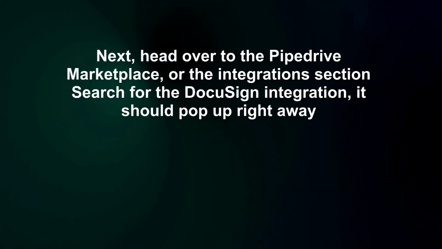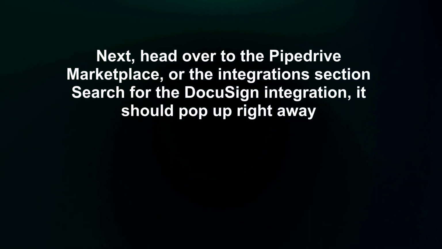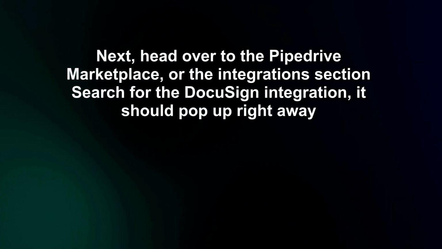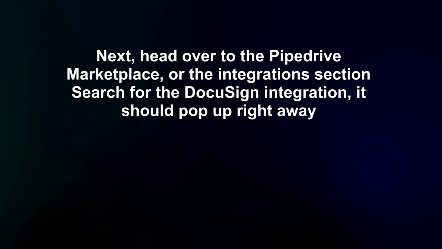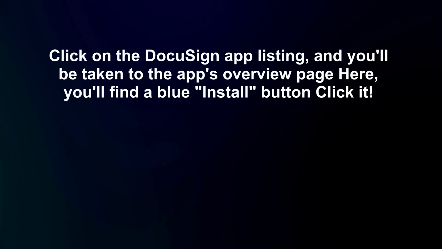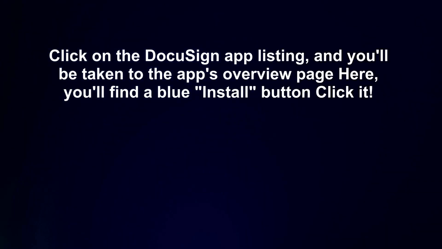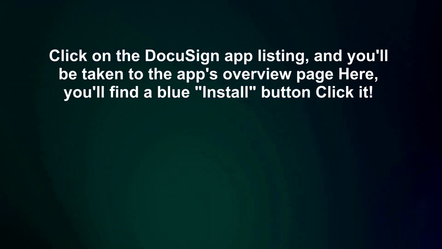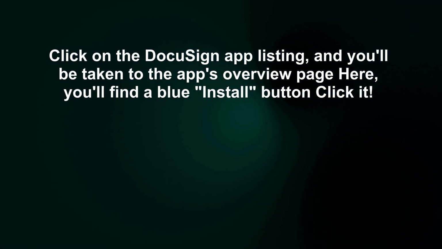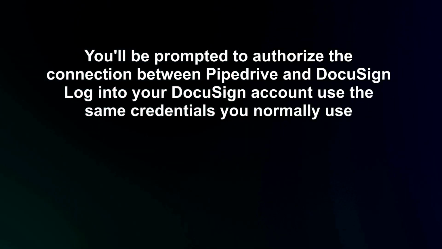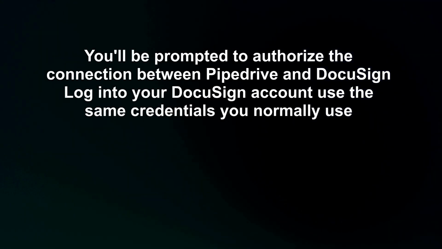Next, head over to the Pipedrive Marketplace, or the Integrations section. Search for the DocuSign integration. It should pop up right away. Click on the DocuSign app listing, and you'll be taken to the app's overview page. Here, you'll find a blue Install button. Click it. You'll be prompted to authorize the connection between Pipedrive and DocuSign.